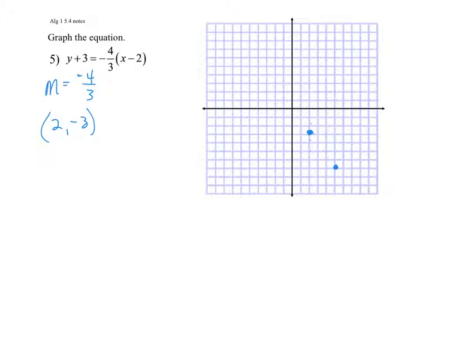And let's do this too. Let's get one more point on our line plotted here. So let's go up 4 and to the left 3. 1, 2, 3, 4. 1, 2, 3. So I would have one more point right there. All right, and that, folks, is what our line would look like in this particular case.